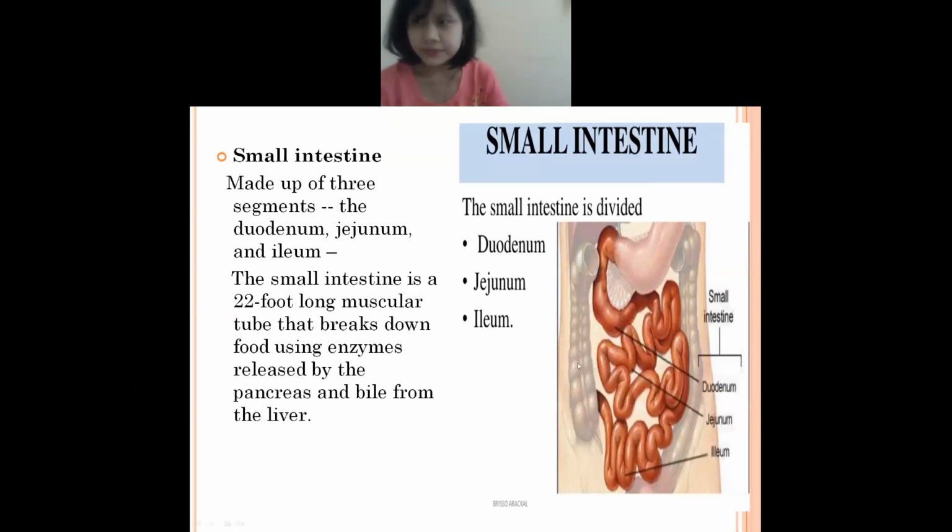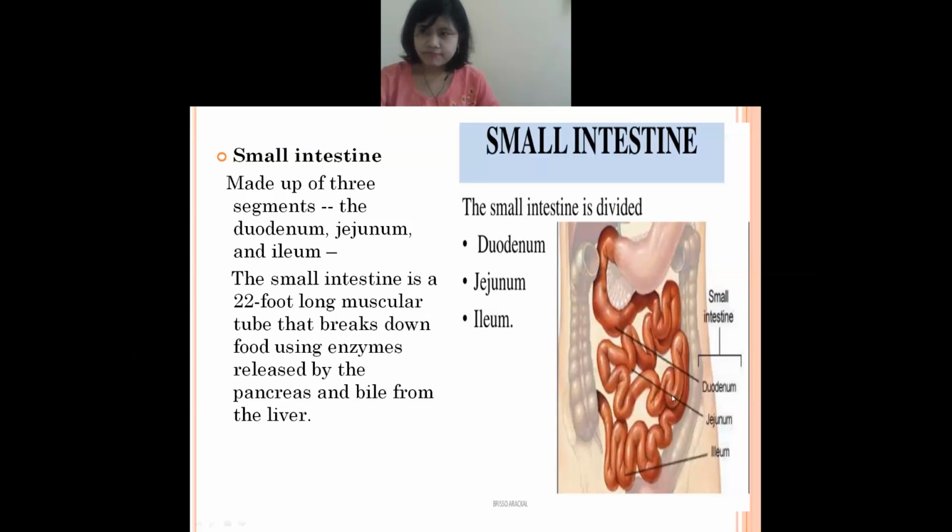Again, after the stomach, you will find the small intestine. So this is the small intestine. It is divided into three parts. The first one is the duodenum. The second one is the jejunum, and the third is the ileum.